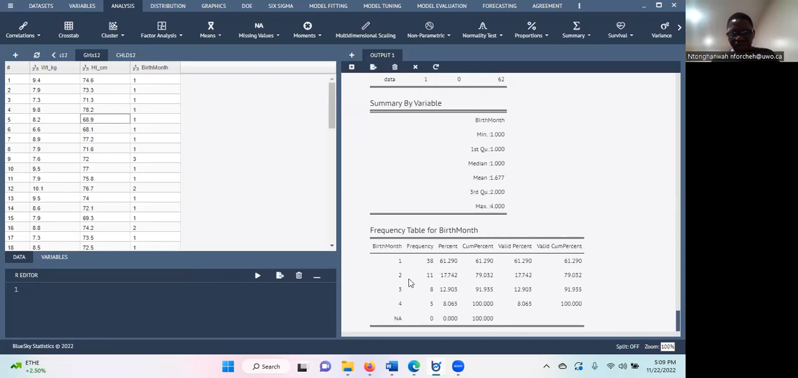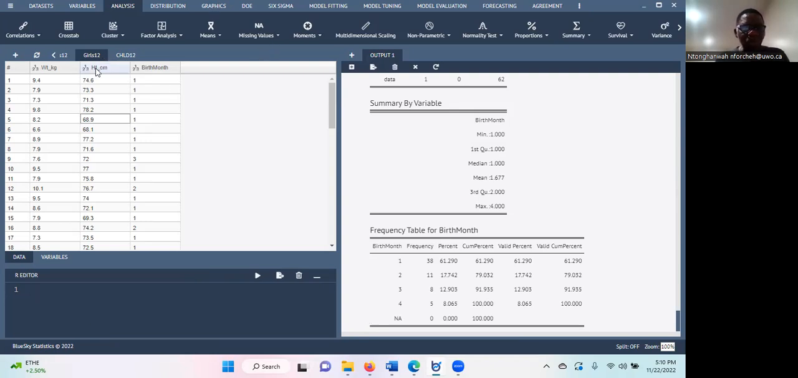So we have 38 children born in January, 11 children born in February, 8 girls born in March, and 5 girls born in April. The number is dropping so significantly. This is a rather small number for doing a test, but anyway, we'll go ahead and do the test for the same.